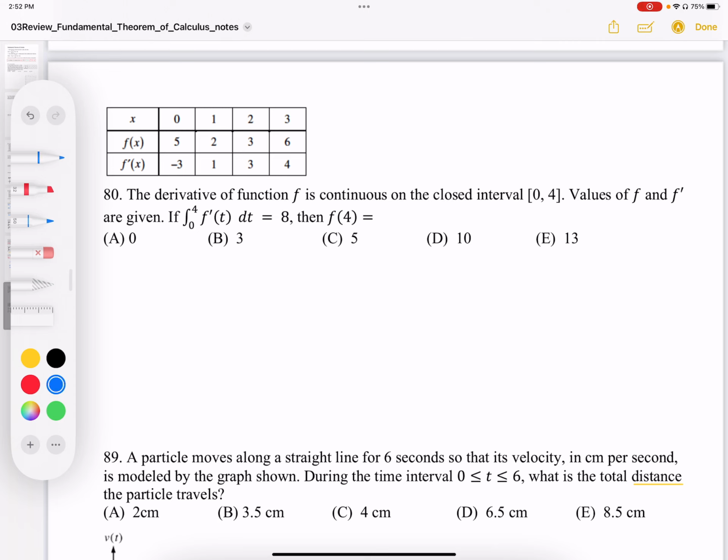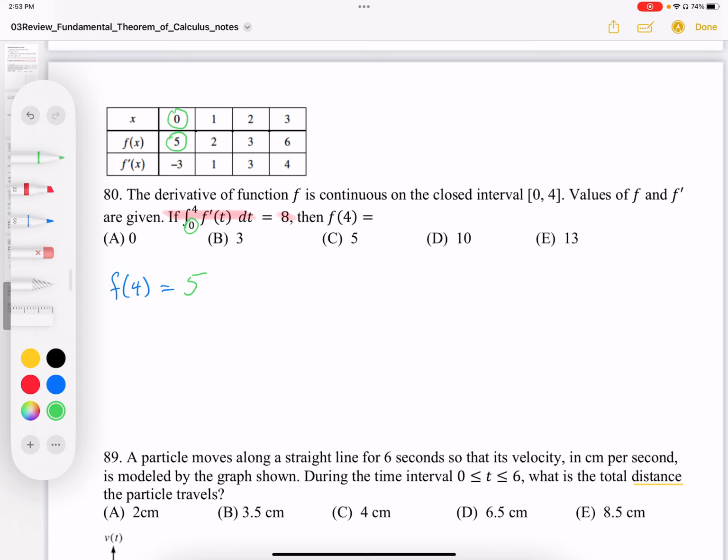So to find the value of f of 4, what we need is some starting point and the integral, or area. We've been given the area here. The area is 8. What we need is a starting position, and our starting position is going to be based on this value here. Remember, that's our starting position. So at x is 0, we know that y is 5. That's going to be our starting point.